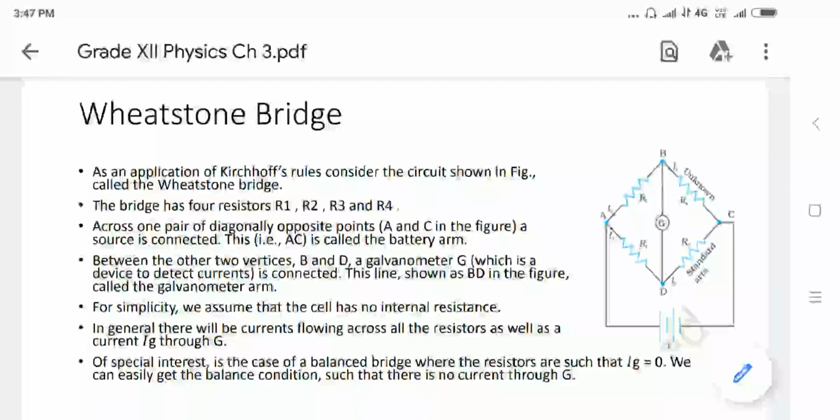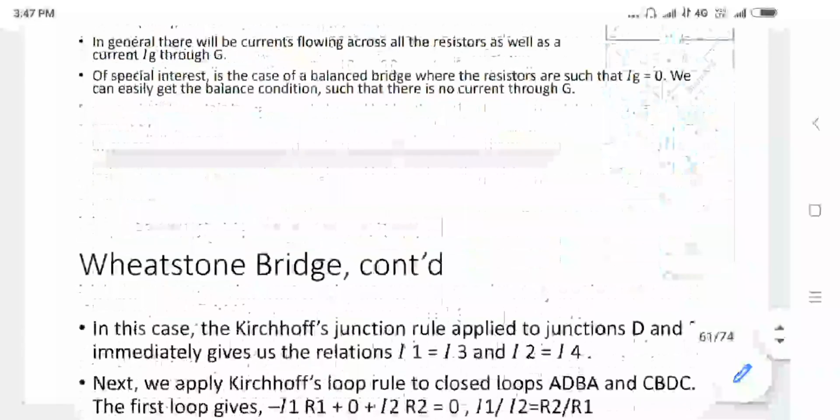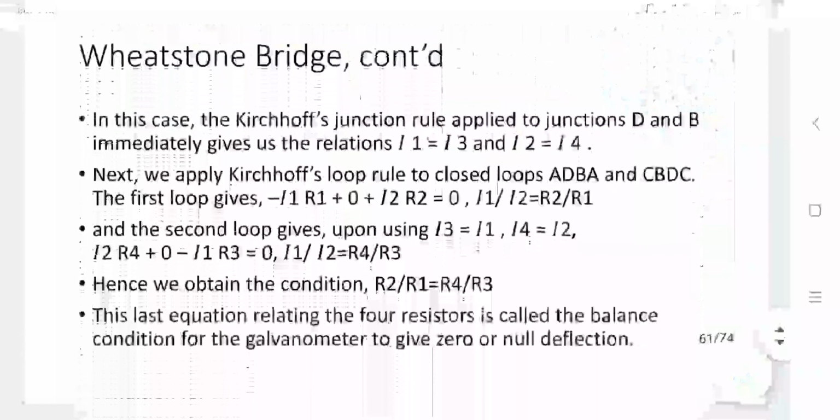If we apply the junction rule at points B and D, the same equation arises. At B, I2 incoming current equals I4 outgoing current, Ig is 0, that is our assumption. At point D, again if we apply the junction rule, I1 incoming current equals I3 outgoing current. So in both ways, we have the equations I2 equals I4 and I1 equals I3.